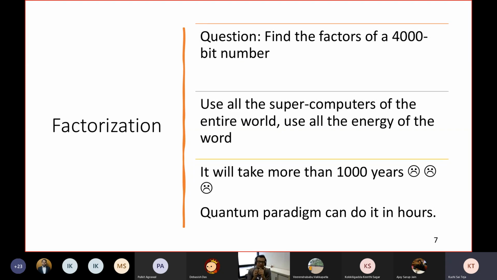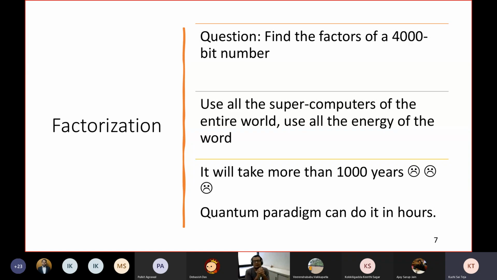4,000-bit number. Currently we are using, let's say, 32-bit, 64-bit. Let's say the query is to find all the factors of a 4,000-bit number. If you pause for a bit and correlate with whatever you have learned from your mathematics course, you will realize that no matter how many supercomputers you have in the entire world, and no matter how much energy you have on the entire planet, finding all the factors of a 4,000 or 6,000 or 10,000-bit number will take thousands of years, or maybe more.